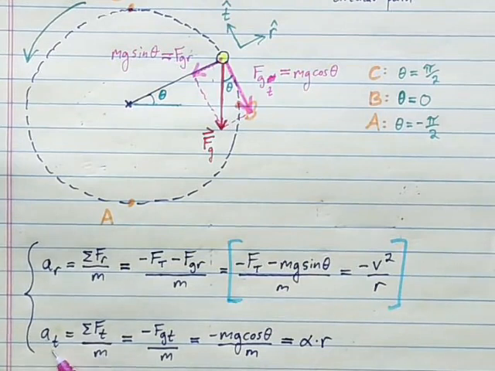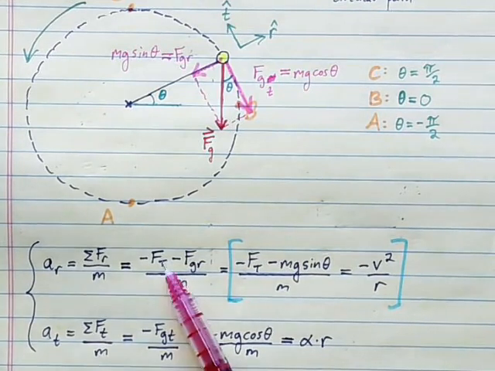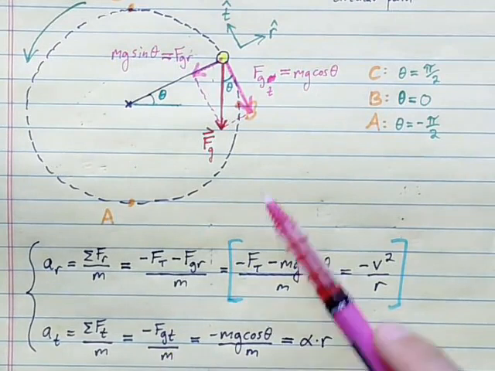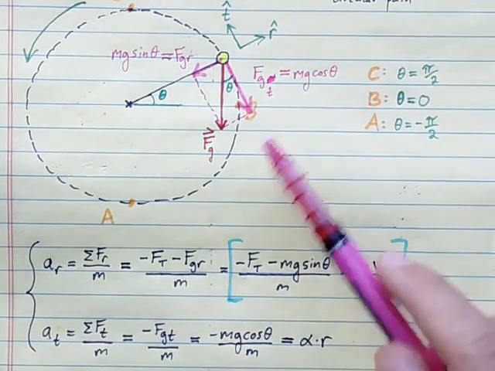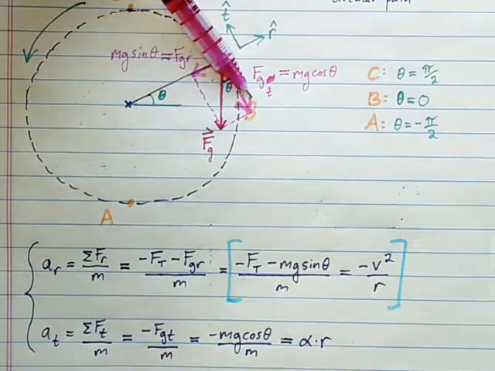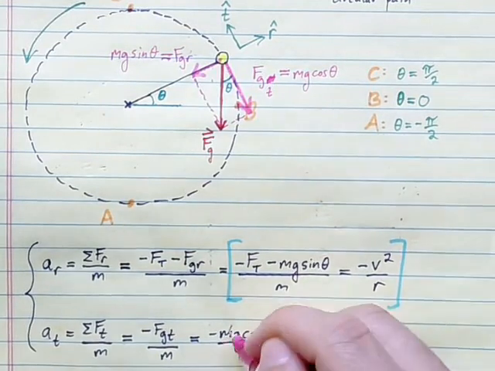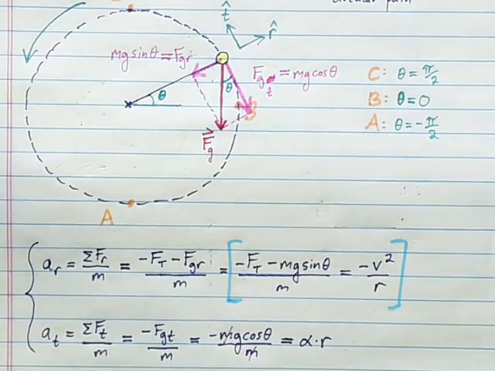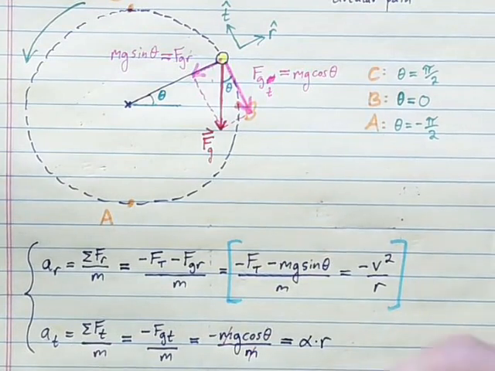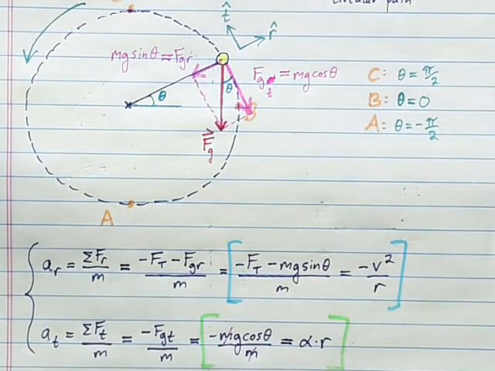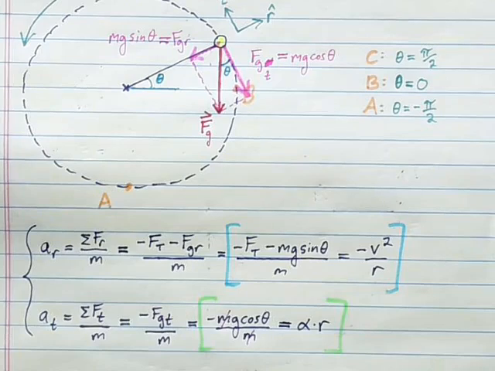Then in the tangential direction, tension never has a tangential component, but gravity sometimes does. At this moment it does, mg cos theta, and it happens to be pointing in the negative tangential direction, slowing us down opposite the velocity at that moment. So minus mg cos theta. And we see that the masses would cancel out. So it's minus g cos theta equals our angular acceleration alpha times r. So that equation we might be rearranging to solve for something of interest.